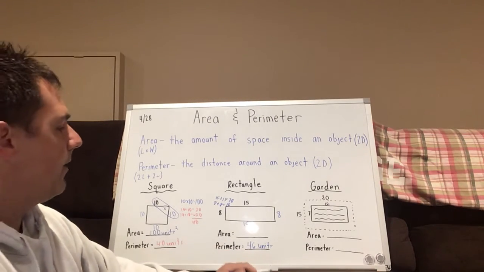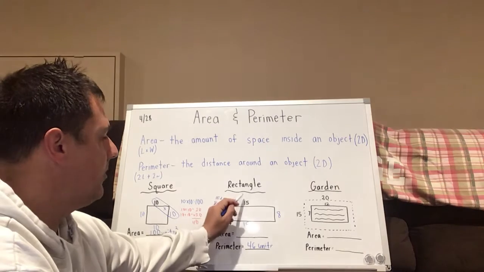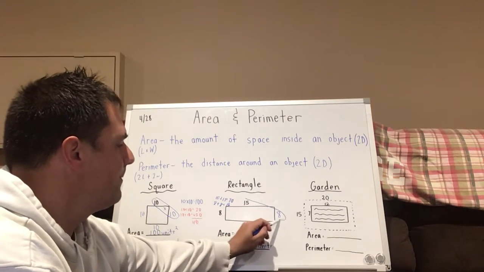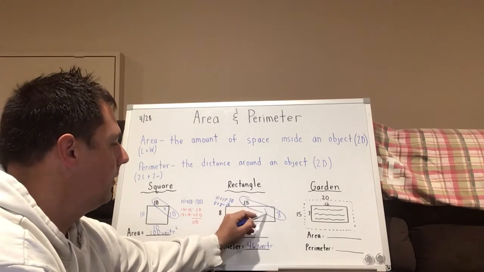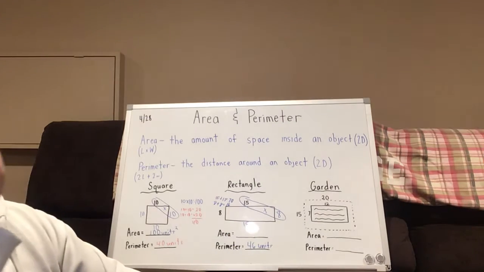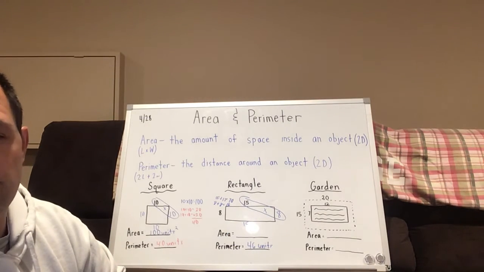Now I'm going to solve for the area. And remember my equation from earlier, I'm going to be doing length times width. So I'm going to do 15 times 8. And you guys have a couple different strategies you can use to solve this problem.